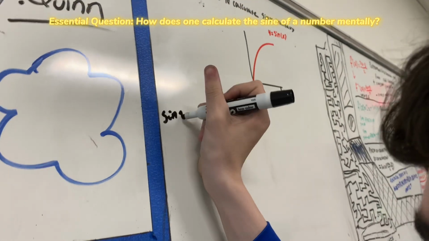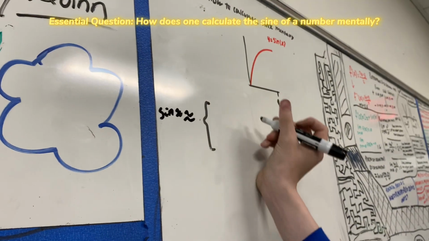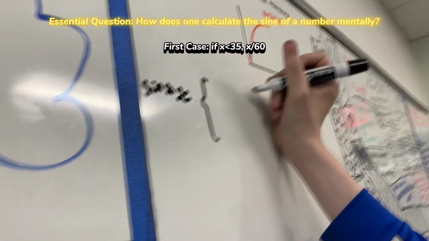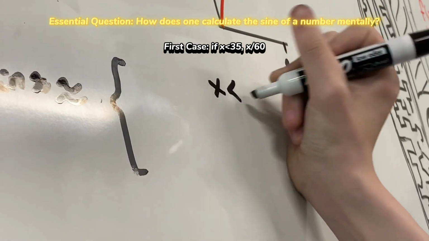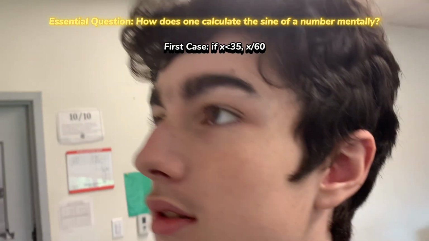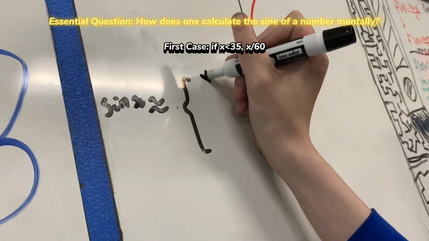It's a curly bracket, in a piecewise function. Anyways, the first case is x is less than around 35 or so. And this is the easiest one. You just do x over 60.